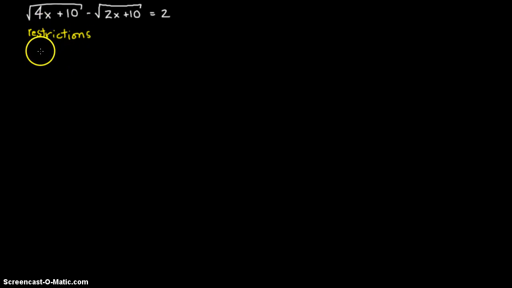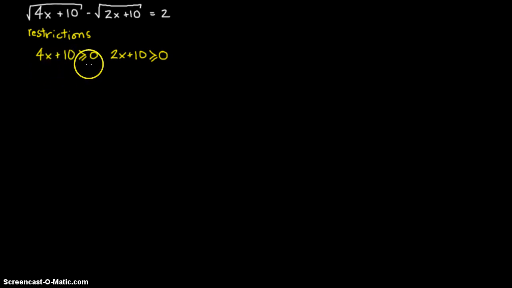We've got a definite 4x plus 10 must be greater than or equal to 0. And we have a 2x plus 10 must be greater than or equal to 0. So we have two possible restrictions. Usually one is going to dominate, or in the case of the quiz, a whole bunch of them contribute to the same thing. So let's look at the first one, 4x plus 10.